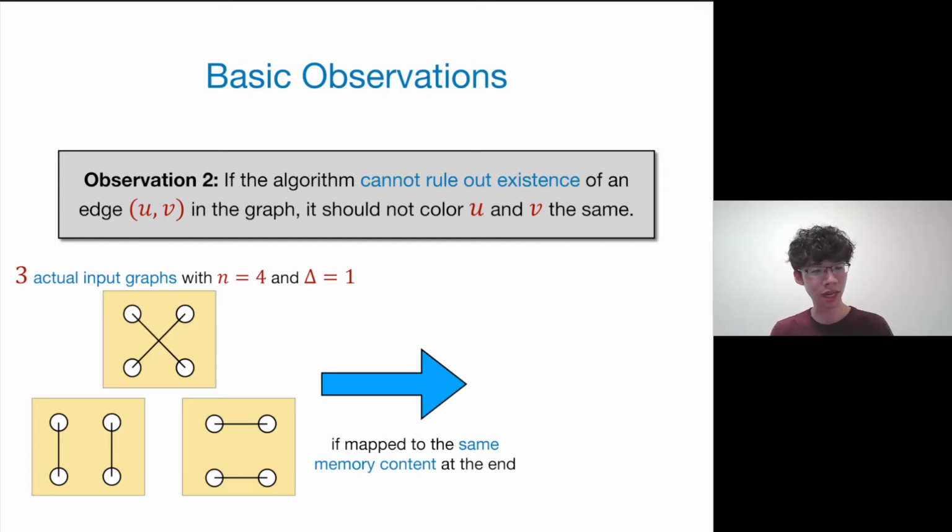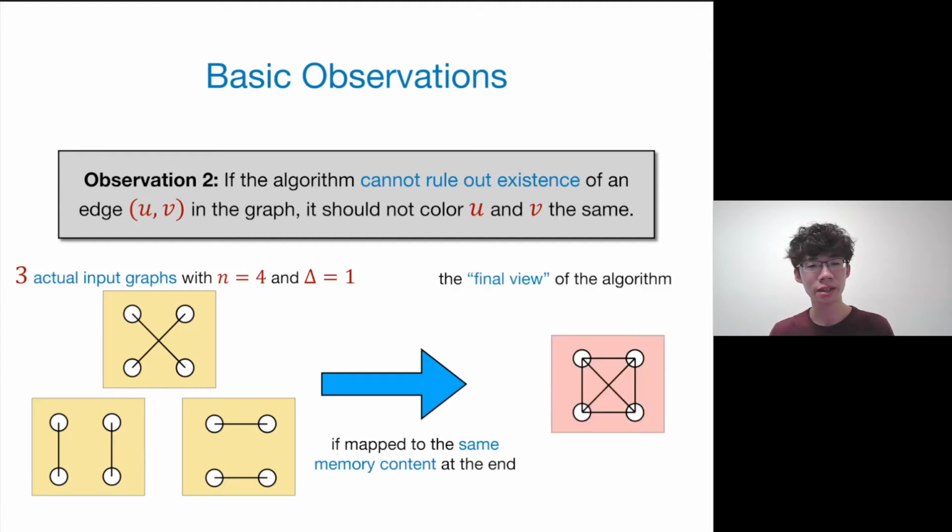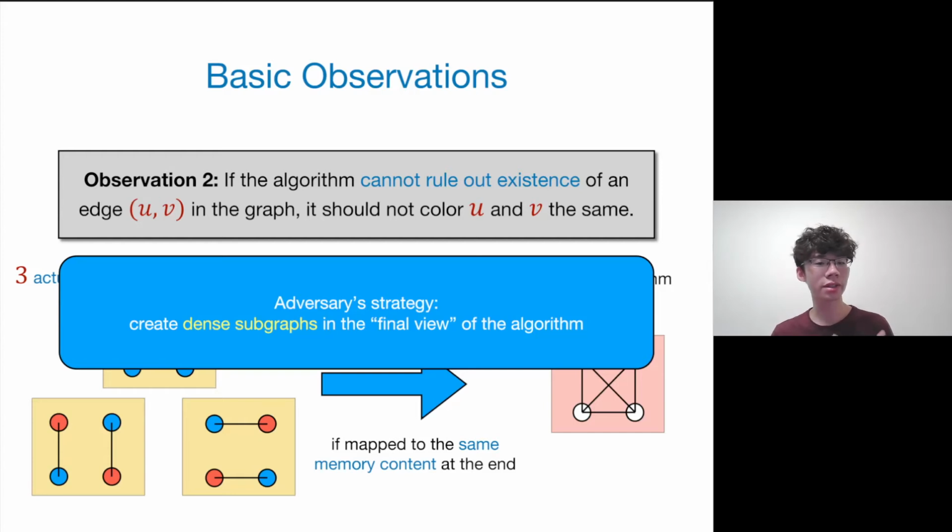So imagine these three graphs are mapped to the same memory content. Then the final view of the algorithm that it has to color is going to be the union of these three graphs, right? Because if the algorithm colors two endpoints of any of these edges in the union the same, then it's one of the input graphs, so it failed to color that input graph correctly. So this gives us an idea of how to approach this proof. The adversary strategy will just be to create a very dense subgraph in the final view of the algorithm, and dense subgraphs are hard to color, right? So this means that we need a lot of colors.